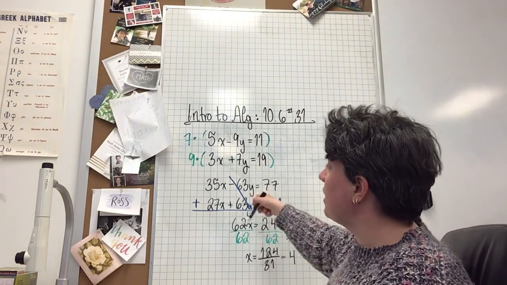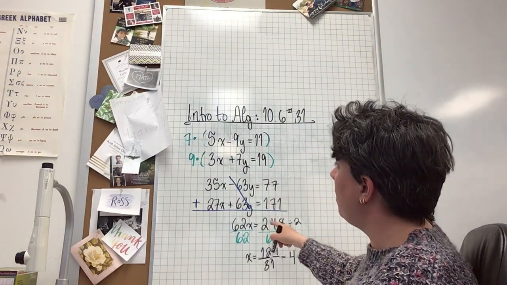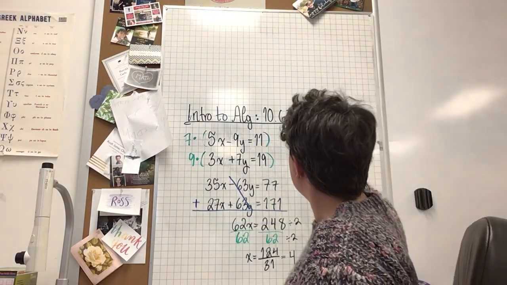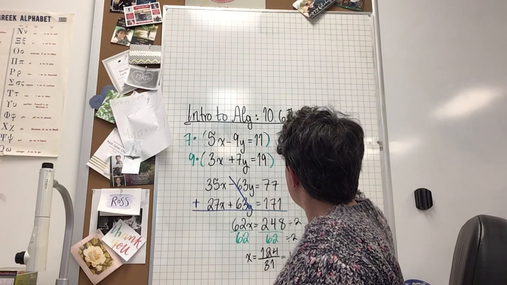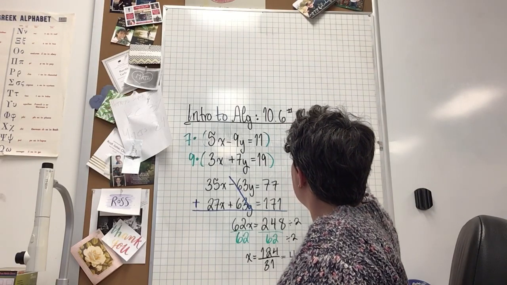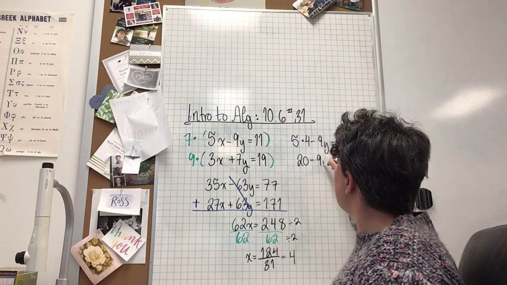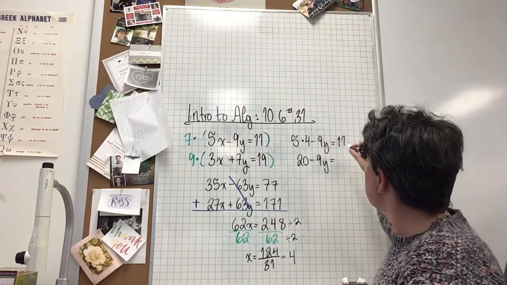Now these equations got a little bit complicated with larger numbers, so the nice thing is to find y, we can just plug it into that first one. So we can say 5x, x is 4, minus 9y equals 11. So then 20 minus 9y is equal to 11.